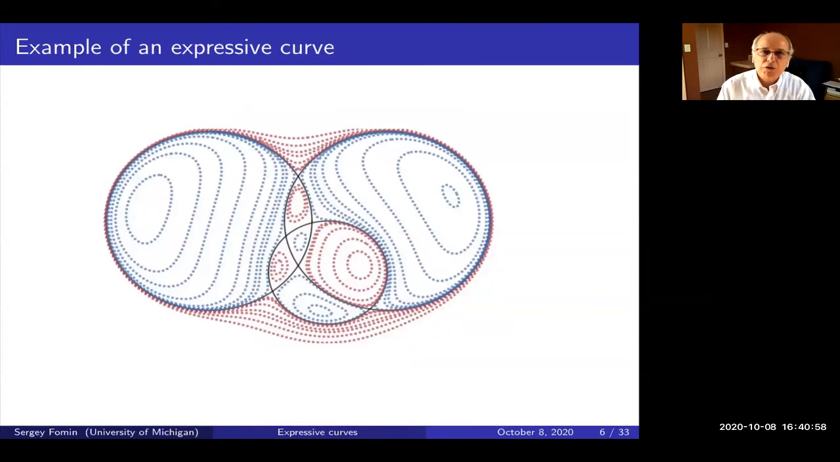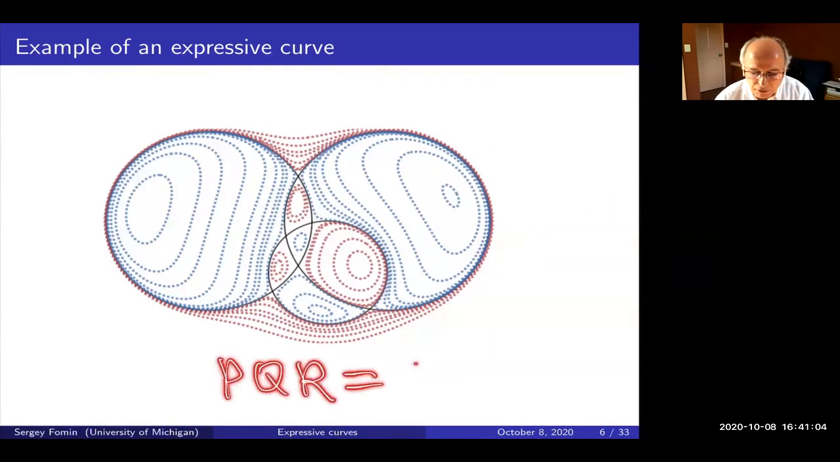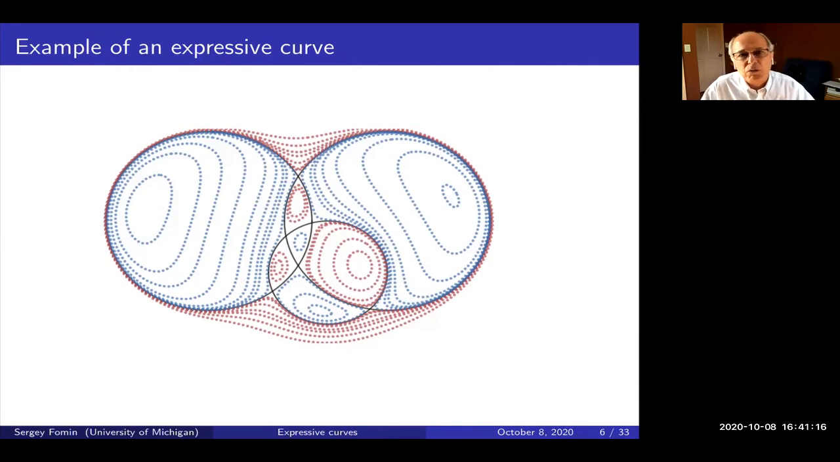The equation of this curve is a product of three polynomials, PQR equals 0. These are the polynomials whose zero sets are these circles. It turns out, and it's not at all obvious, that for any collection of circles which pairwise intersect in 2 points, the corresponding curve is expressive. And you can see an illustration of this here.